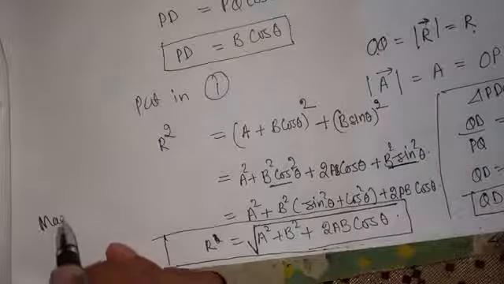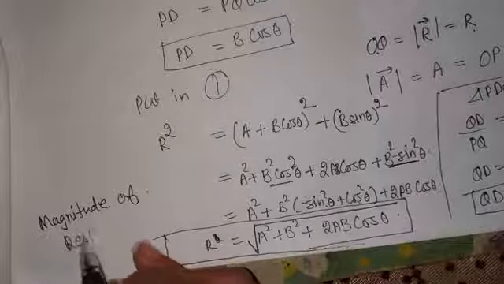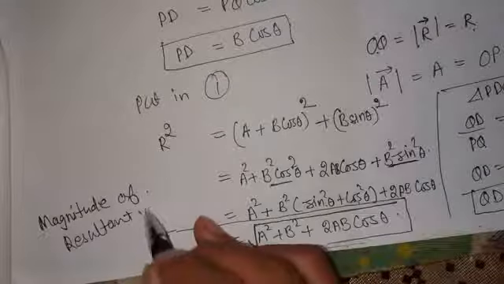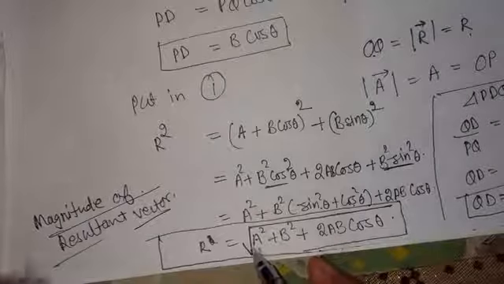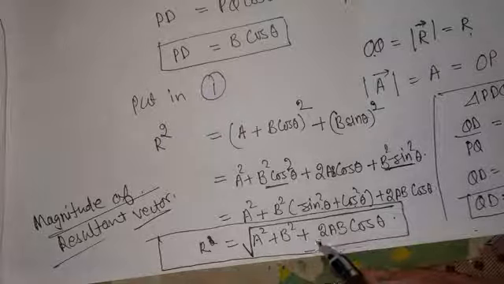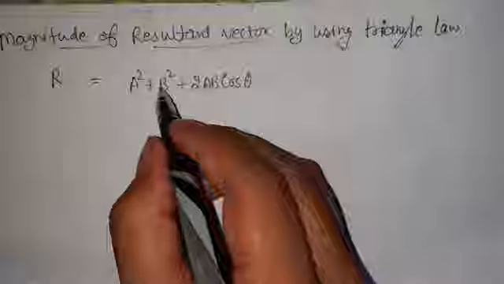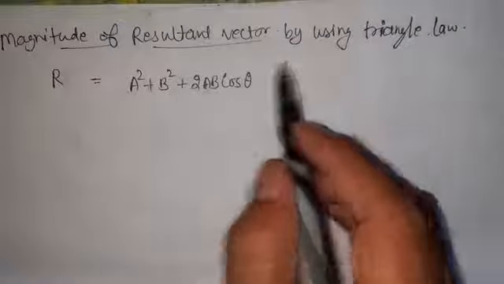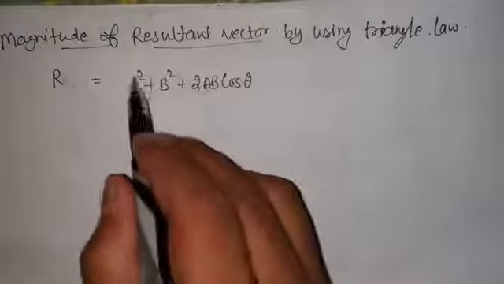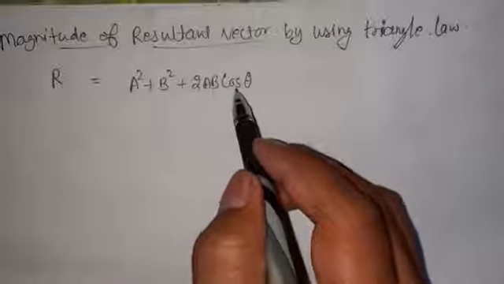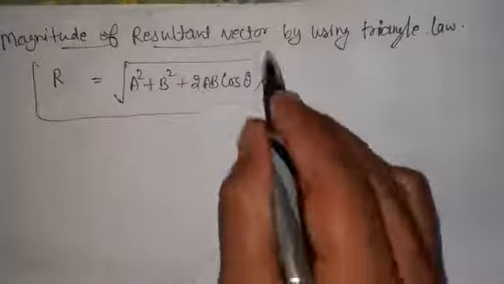Okay, so remember, a very important formula, magnitude of resultant vector. This is equal to under root of A square plus B square plus double of AB cos of theta. Okay, so thus over here magnitude of resultant vector by using triangle law of vector addition, we got it as the whole under root of A square plus B square plus double of AB cos theta. Okay, this is the formula we need to use.